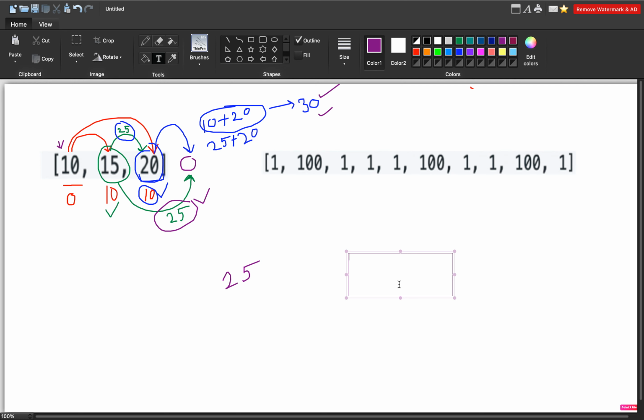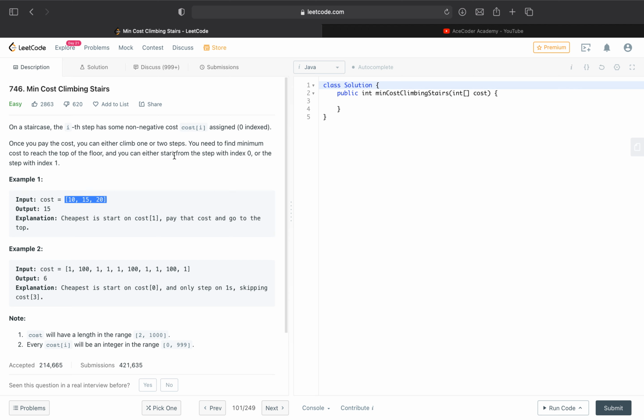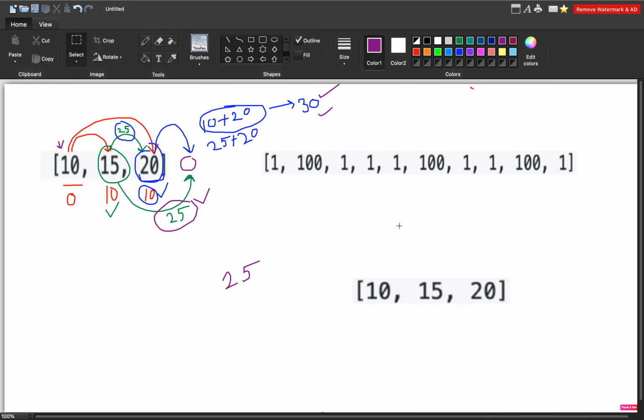The previous time we started from the 0th index, and as you can see in the question, it is given, you can either start from the step with index 0 or with index 1. So last time we started with index 0, now we will start from index 1. Since we are already standing at index 1, the initial cost will obviously be 0, because we are just starting from here.